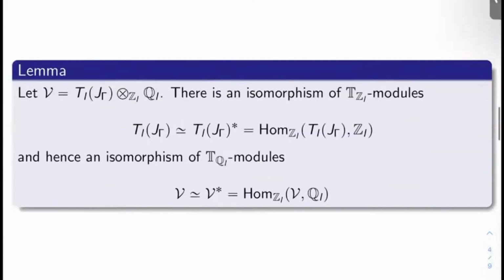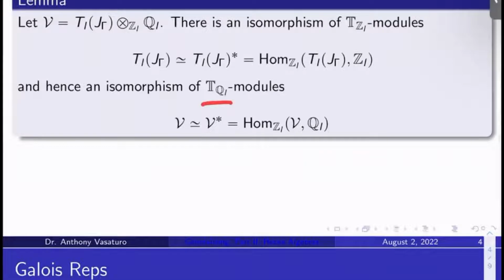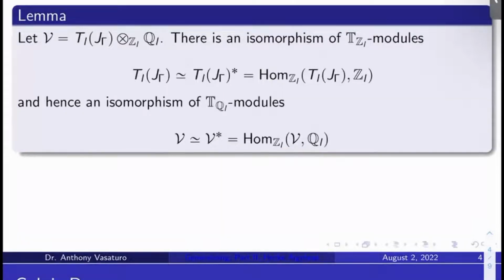We have the following fundamental result. Let V be the L-adic Tate module of J_gamma tensored up to Q_L. Then there's an isomorphism of T_{Z_L} modules: the L-adic Tate module of J_gamma is isomorphic to its dual, which is the Hom over Z_L, the Z_L maps from T_L J_gamma to Z_L. And so in particular, there's an isomorphism of T_{Q_L} modules of V with its dual V star, which is just the Q_L homs from V to Q_L. So there's a nice isomorphism of V with its own dual. This gives you a nice duality result that we'll play with later.